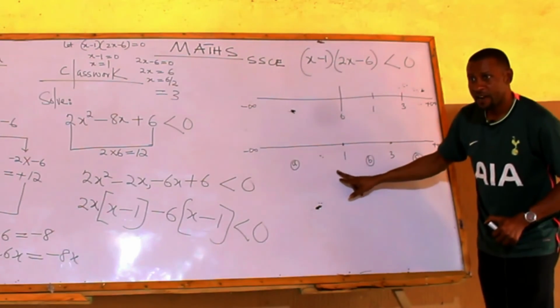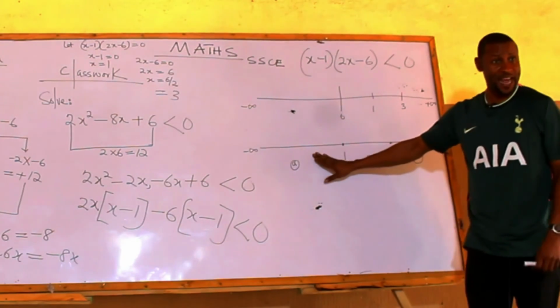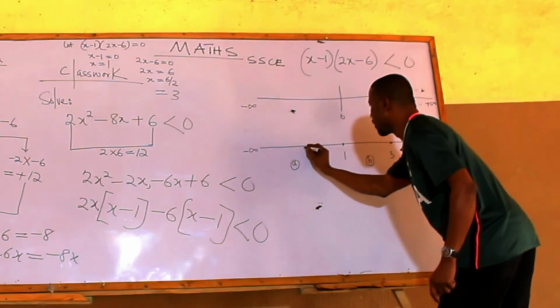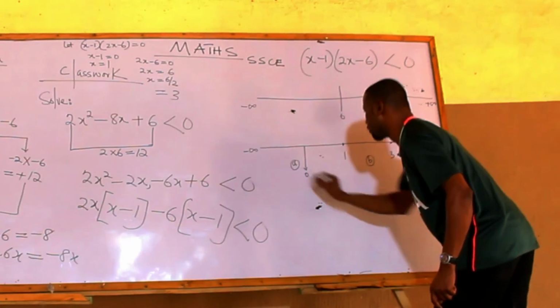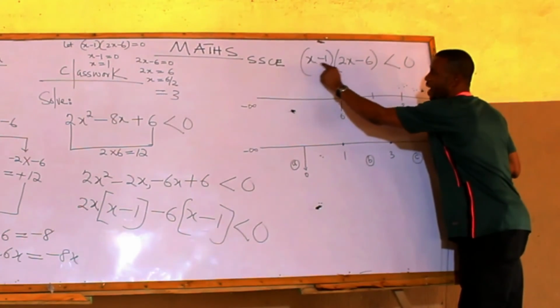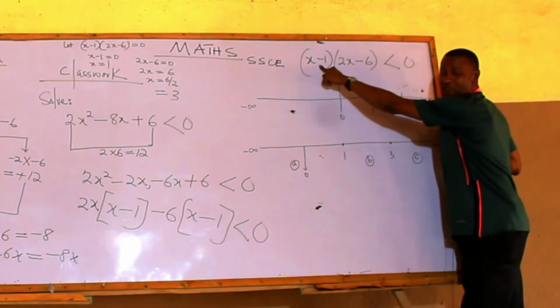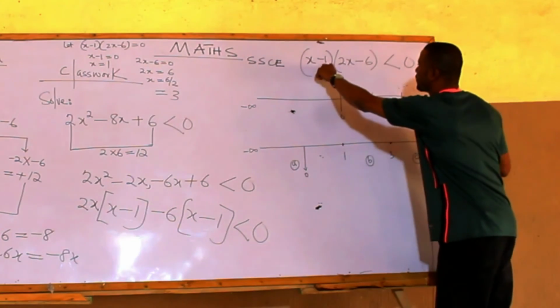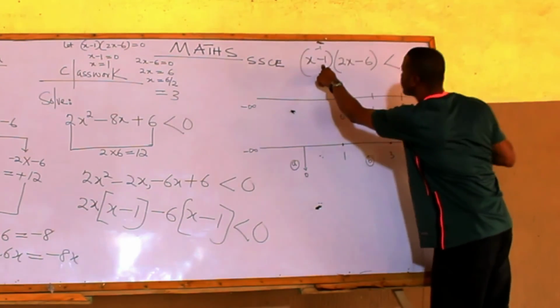0 itself is here now. Is 0 not here? 0 is there. So let us use 0. Put 0 here. What do you have here remaining? 0 minus 1 is what? Are you looking at the board? What is 0 minus 1? Minus 1.